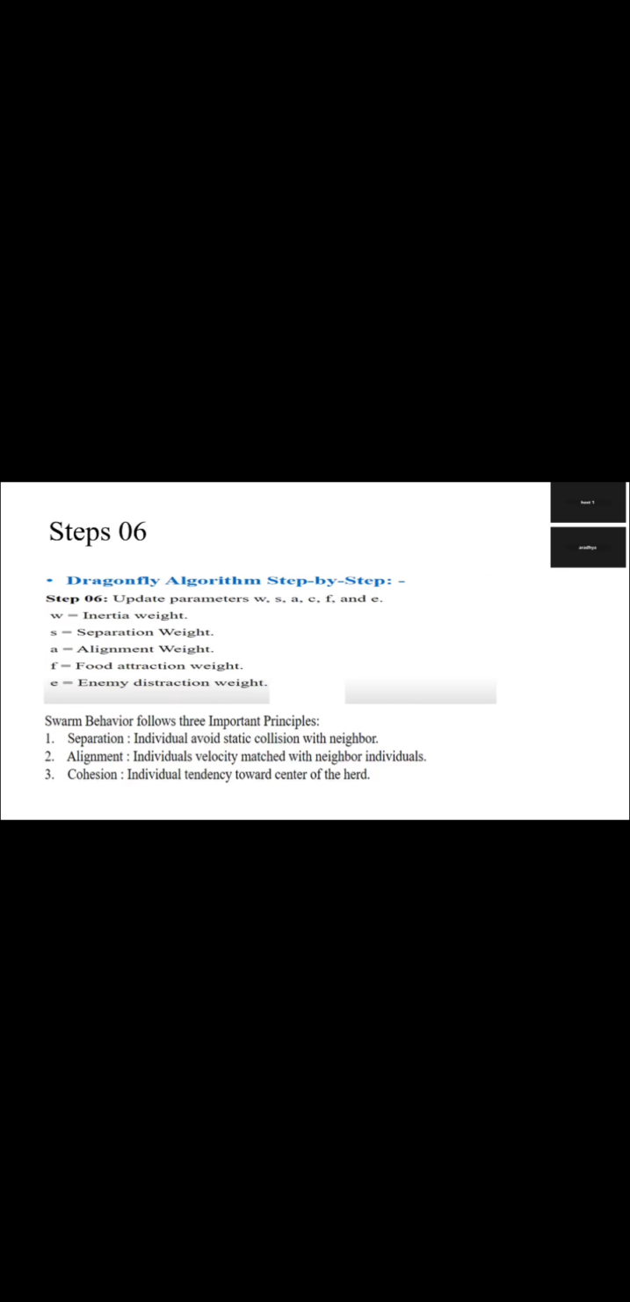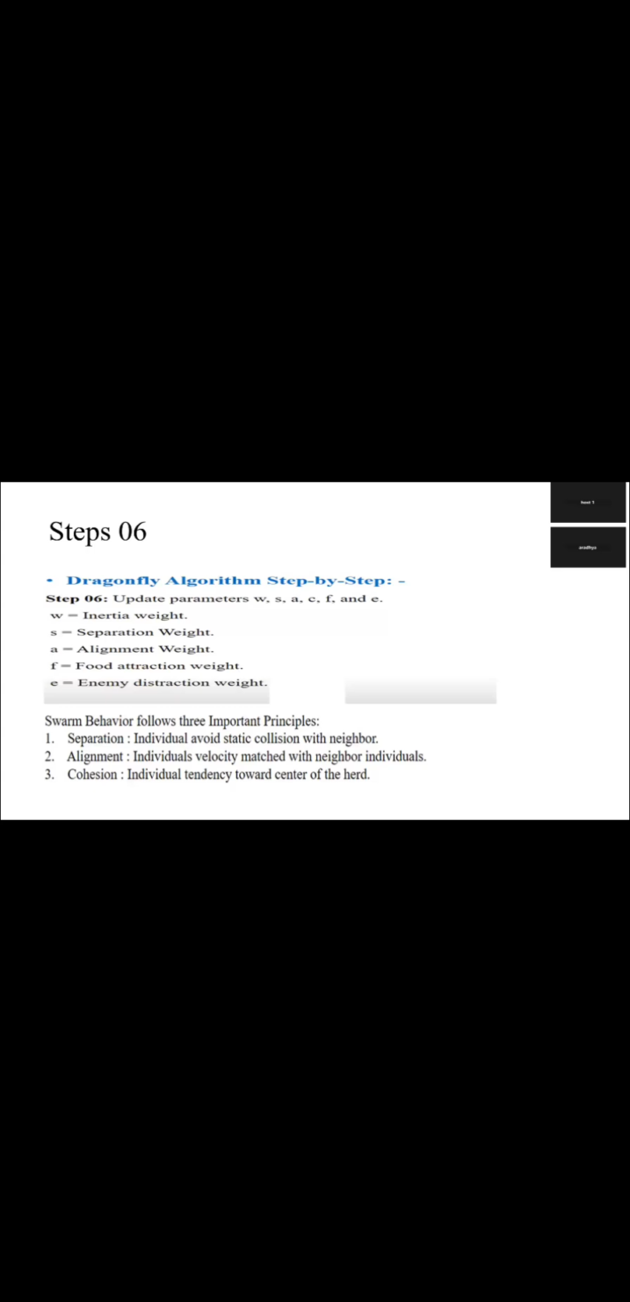A is the alignment weight. This controls how strongly the dragonflies try to match the direction of their neighbors. It is denoted by the small letter a. Next is the food attraction weight, which tells how strongly the dragonflies should move towards the food source. Similarly, E denotes how strongly the dragonfly should move away from the enemy. And then we have three important principles, known as separation, alignment, and cohesion.